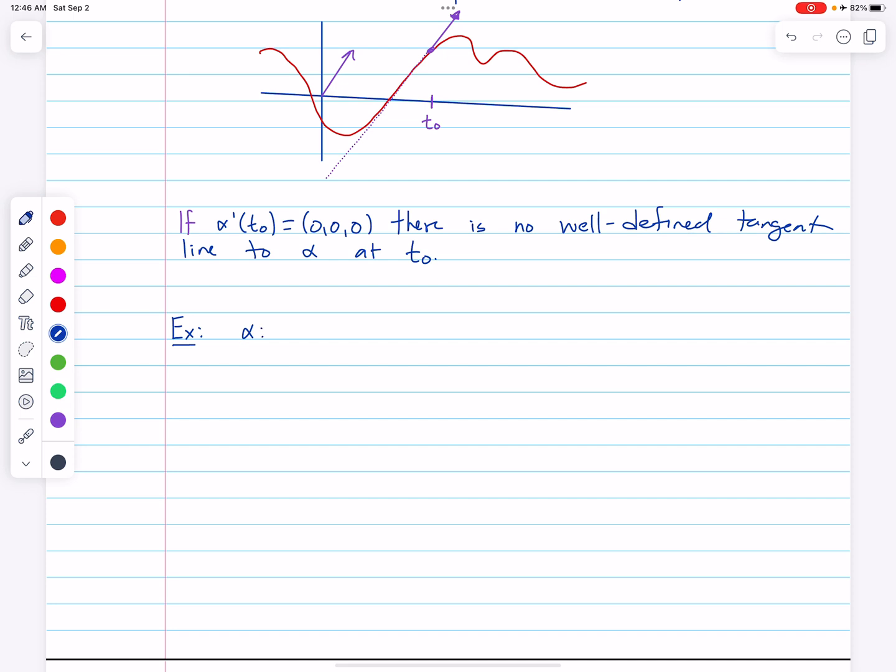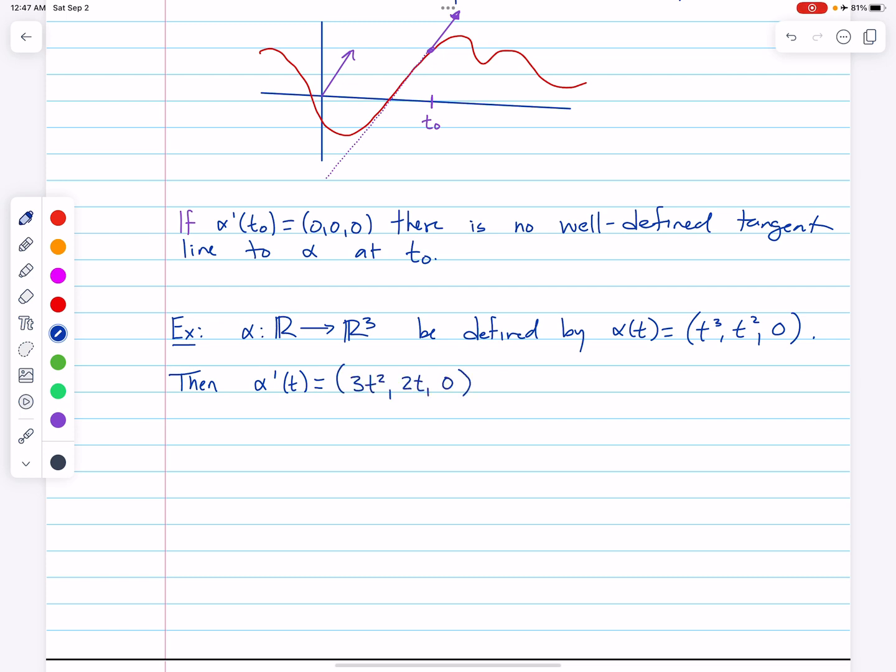Let's let alpha be a function from R. So this is a parametrized differentiable curve. Let's define it by alpha of t equals (t cubed, t squared, 0). Then we can easily take the derivative. Then alpha prime of t is just equal to (3t squared, 2t, 0). Then we can really take any point we want and try and find the tangent line there. So, for example, at t equals 2, alpha prime of 2 is equal to 3 times 2 squared is 12, 2 times 2 is 4, comma 0.